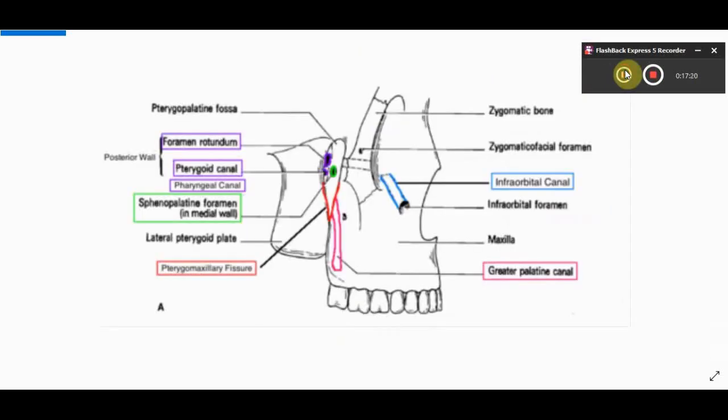Again, let's look at this image, and unfortunately it's a bit blurry, but it is still good enough. We can see the greater palatine canal. We can see the pterygomaxillary fissure in red. We can see the Sphenopalatine foramen in the medial wall. We can see the foramen rotundum, and we can see the Pterygoid canal or the Pterygoid foramen again in the posterior wall, and we can also see the fossa.